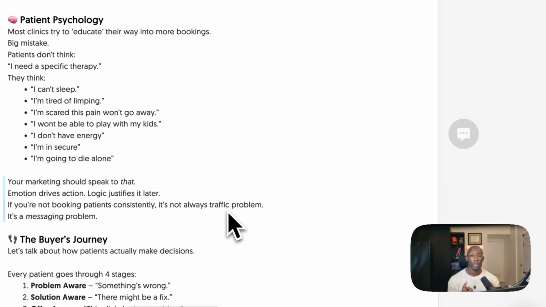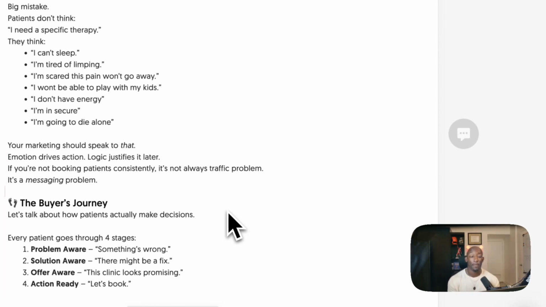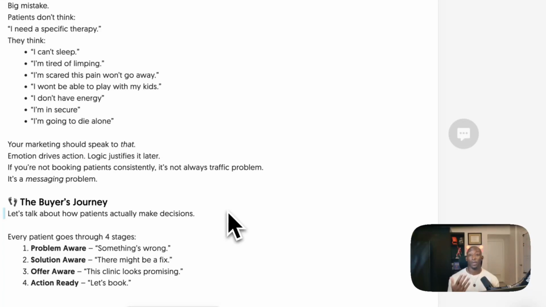What they think about is what keeps them up late at night, what stresses them out. I can't sleep. I'm tired of limping. I'm scared this pain won't go away. I can't play with my kids, or I won't be able to play with my kids. I don't have enough energy, or I'm insecure and I'm going to die alone. It's morbid, but these are the things that people think about.